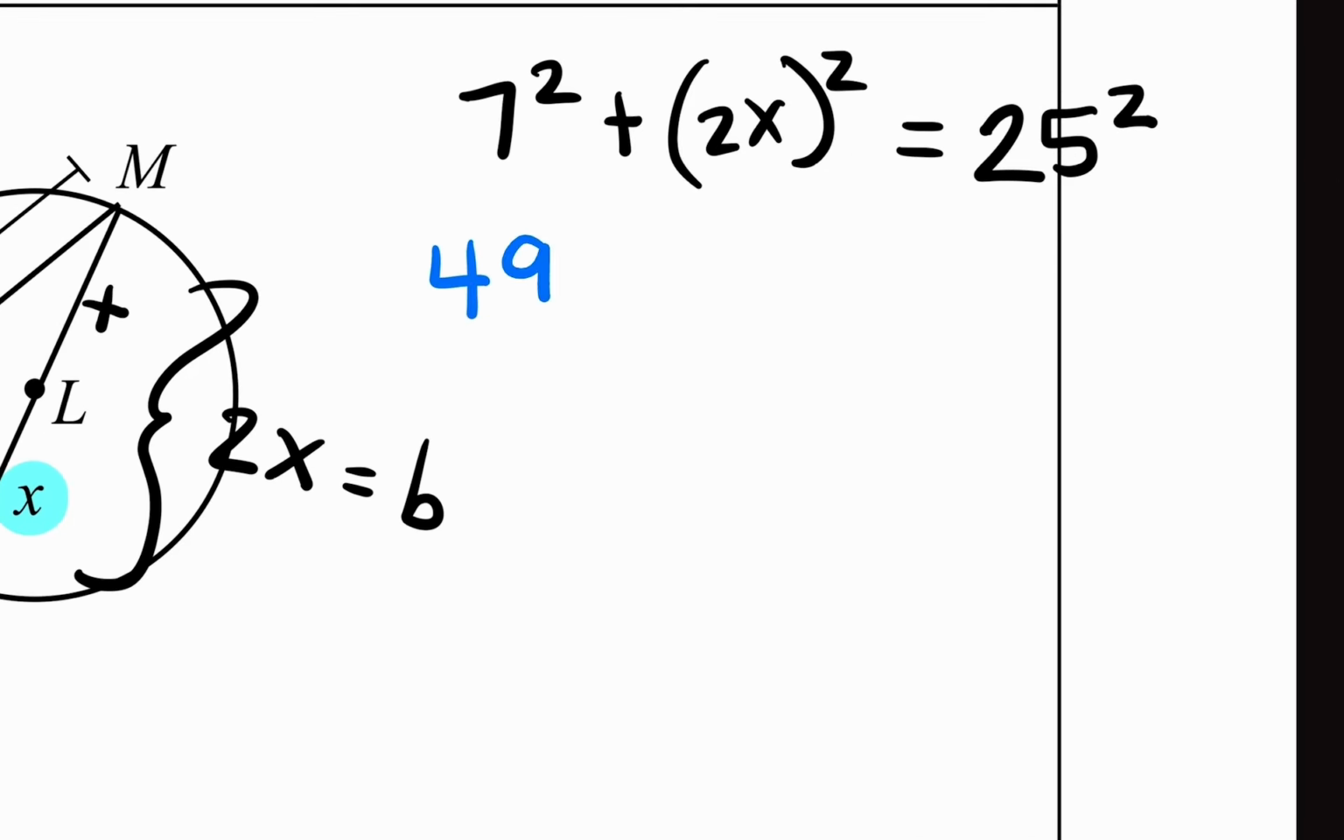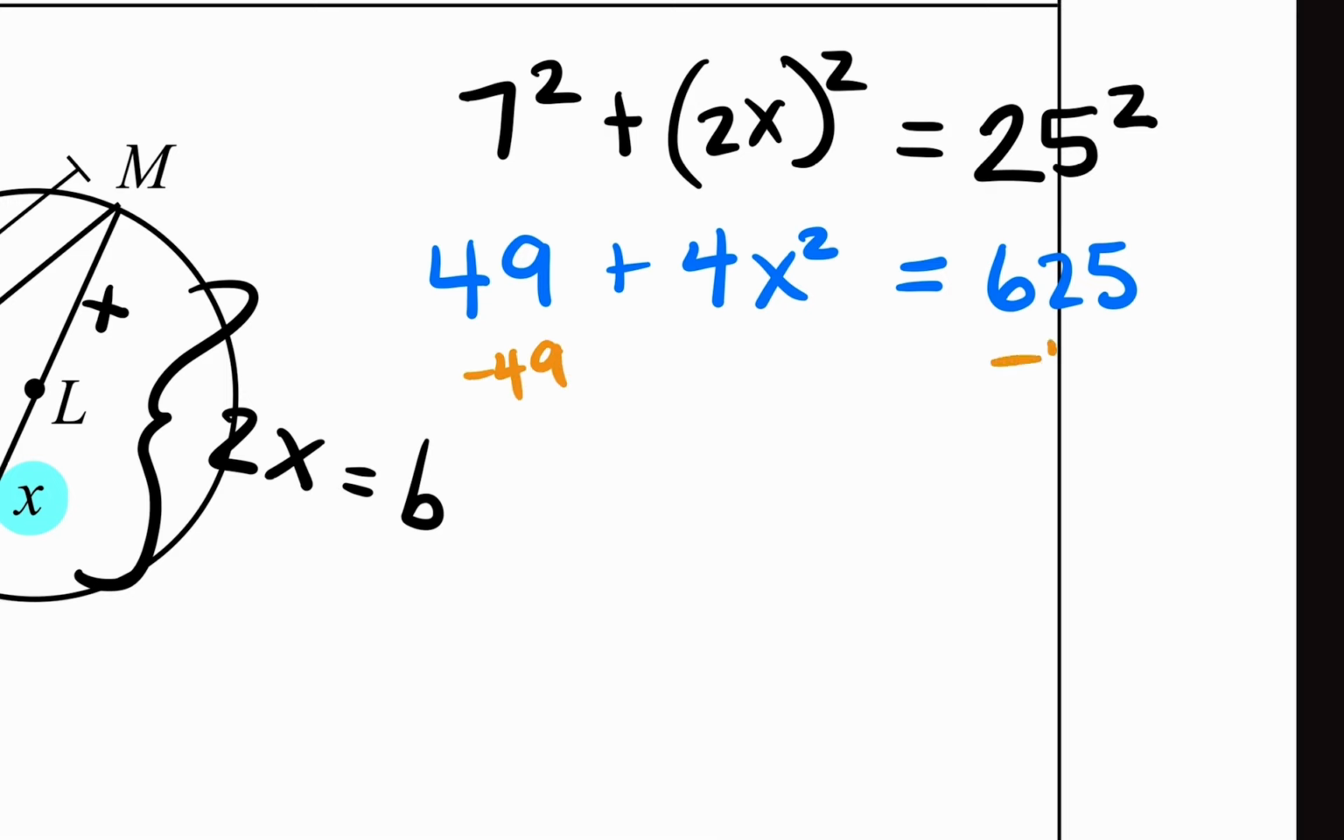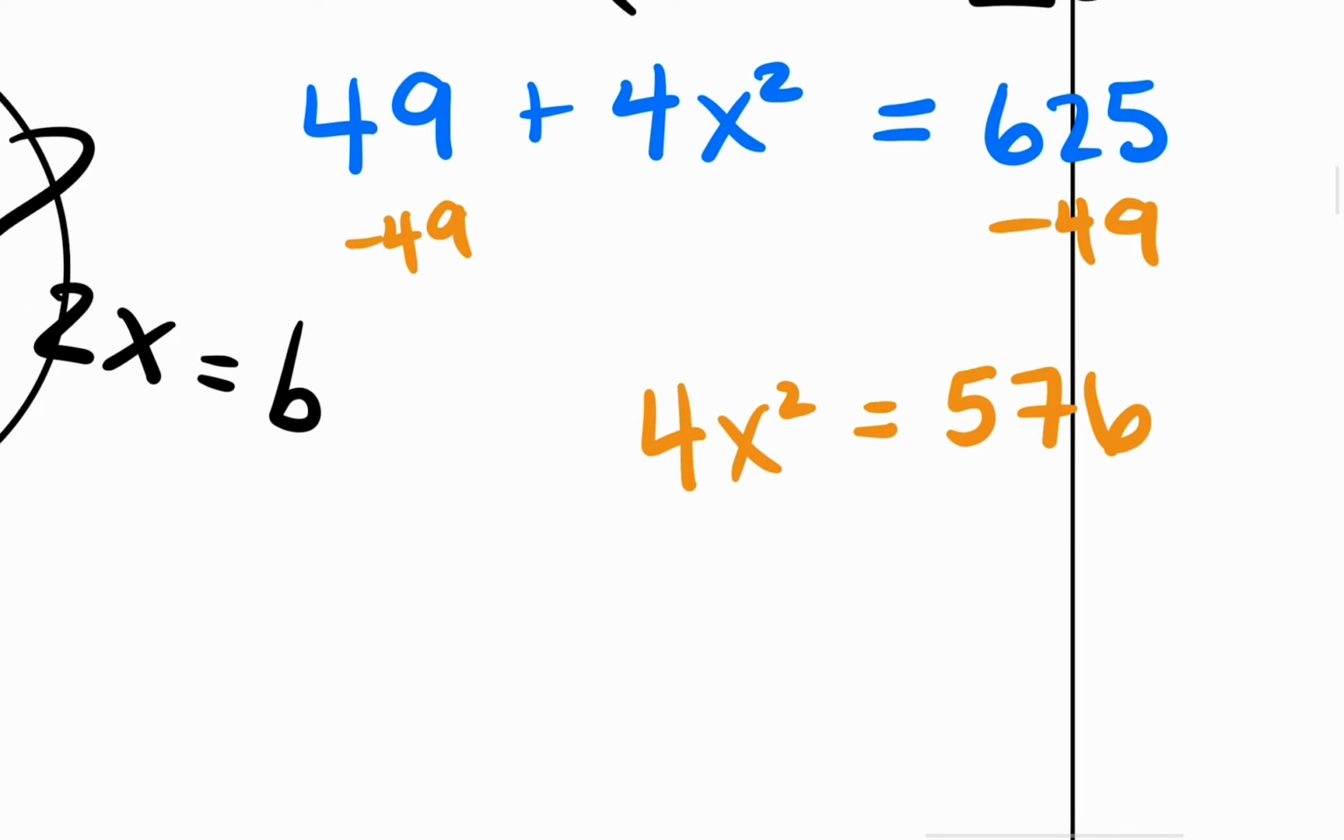You're going to end up with 49 here, and then here you're going to have 4x to the second power. And having that second power there, you'll be fine. It's that 4 in front. You're going to end up having to divide by 4, so that's why I'm actually going to show the algebra for this part. We're going to subtract 49 from both sides, and we get that 4x squared is equal to 576, 625 minus 49. And then you just want to divide by 4.